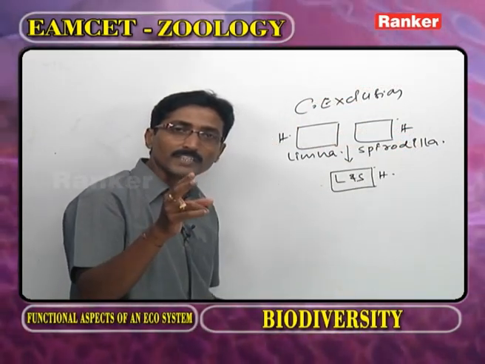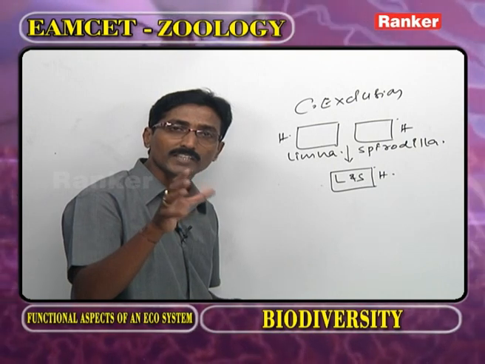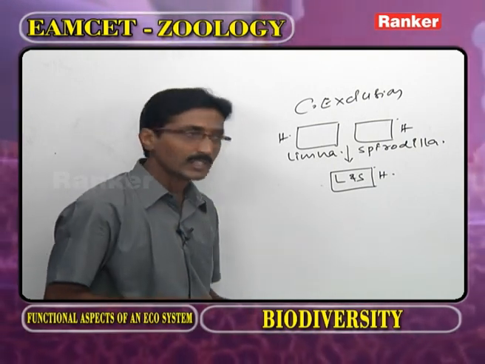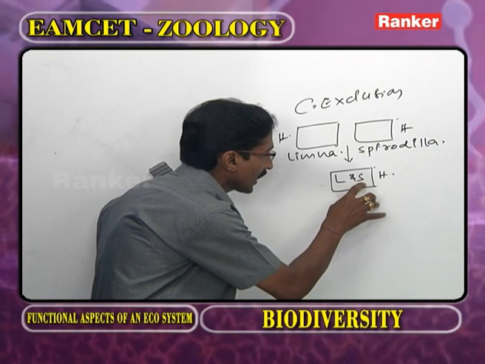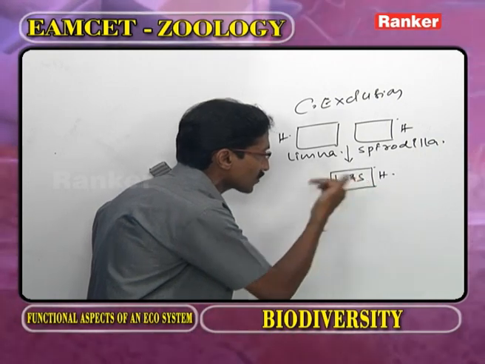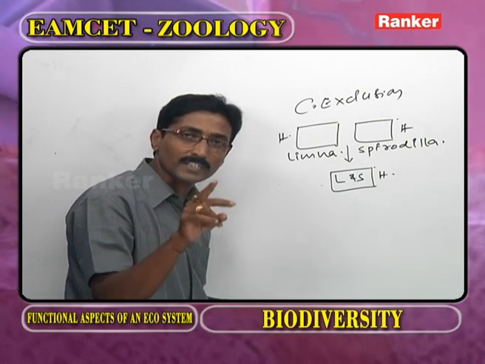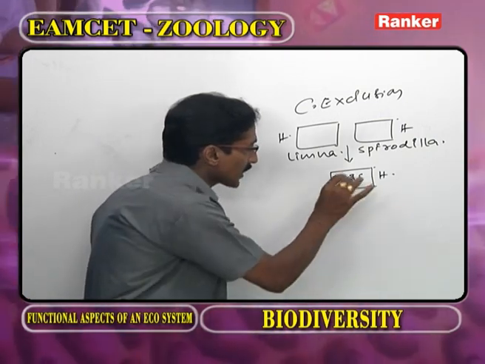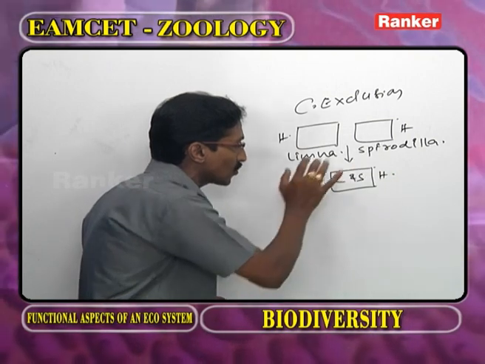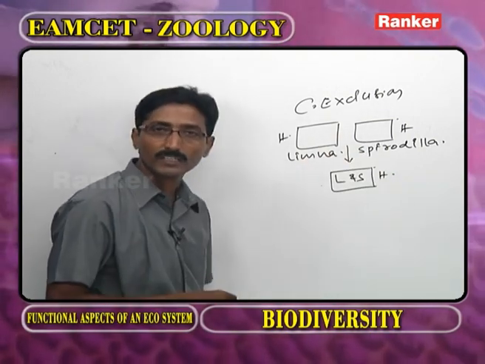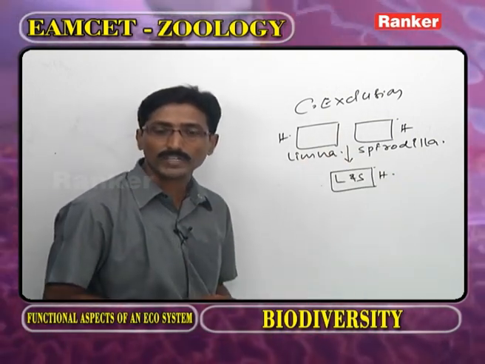Whenever they are present in the same habitat, they cannot exist indefinitely, because here the Spirodela is the inferior one, Limna is superior. Whenever one superior and one inferior are kept in the same habitat, the superior one eliminates or excludes or removes the inferior one. That we call competitive exclusion.